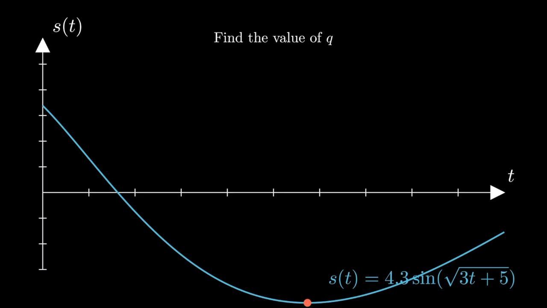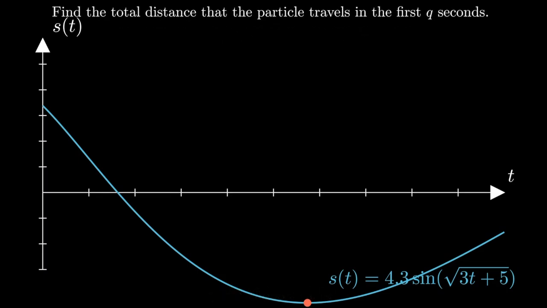If you're walking away from a point and at some point you turn around, at that point you have stopped and started going in the other direction. So this is the answer to the first question, find the value of q. The value of q is at this point, and you can see that it's equal to 5.73553, which is 5.74.